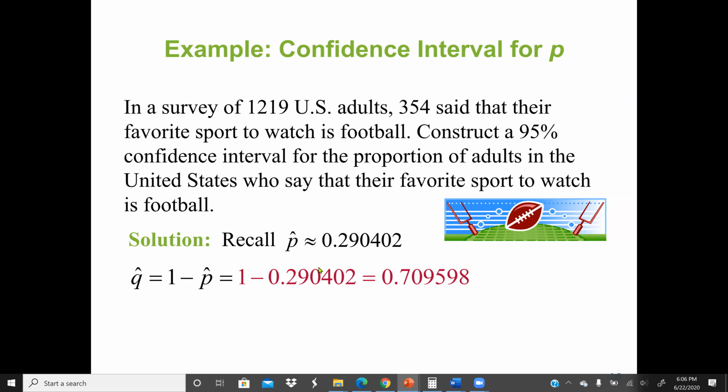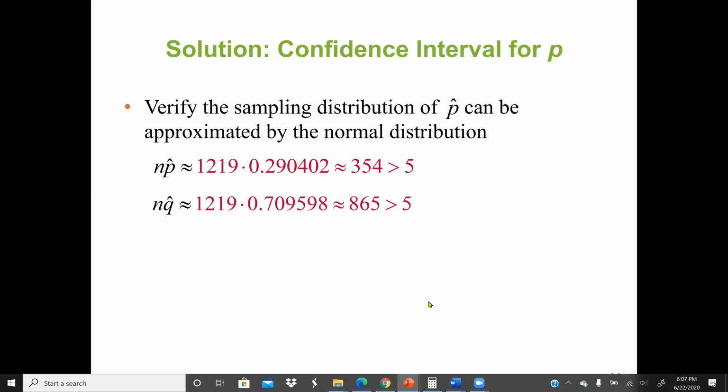We can see that the P hat here, as we did in the previous example, is X divided by N. X is 354 divided by N, which is 1219, and you get 0.290402. If I know the P hat, I can find the Q hat, which is 1 minus P hat. That gives us 0.709598. So if we know the P hat and the Q hat, we are getting close to finding the E.